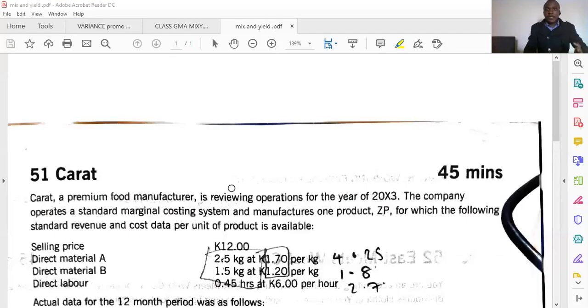We're now continuing with mix and yield. We have a question that we would like to look at. So that's the question there for mix and yield.